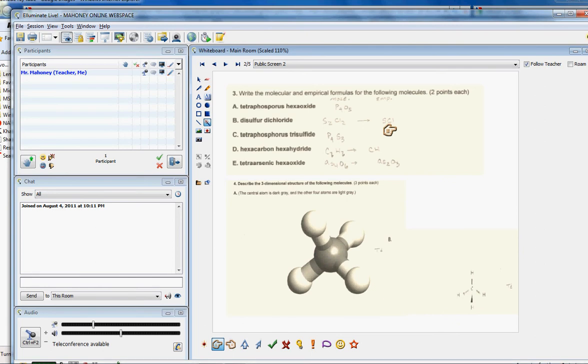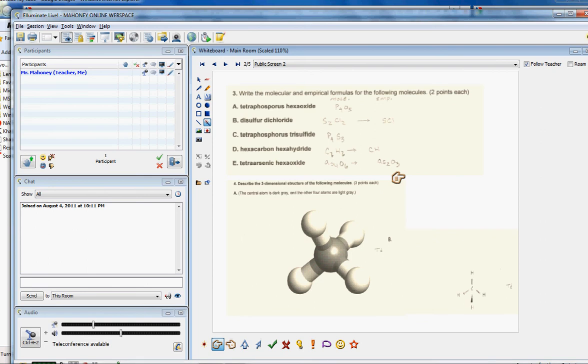The empirical formulas are always scaled by some whole number ratio, and in this case it'd be 2 to get up to the molecular formula. Tetraphosphorus trisulfide, so tetra, so P4S3, these cannot be divided by anything, so that is the same as the empirical formula. We already did D, so let's go to tetraarsenic hexaoxide. The 4 and the 6 can be divided by at least 2, and we get As2O3, so that's going to be a multiple of 2 to get there.